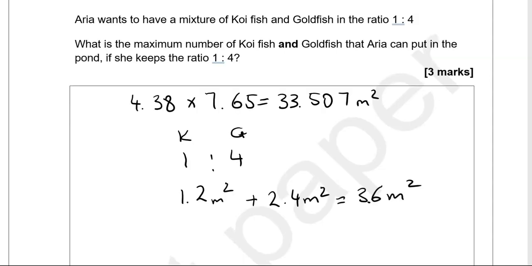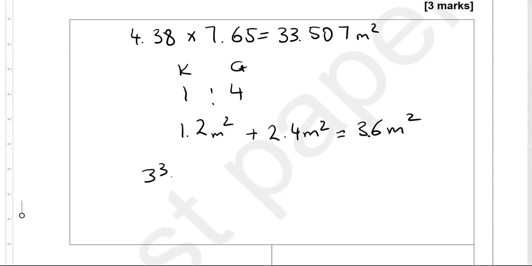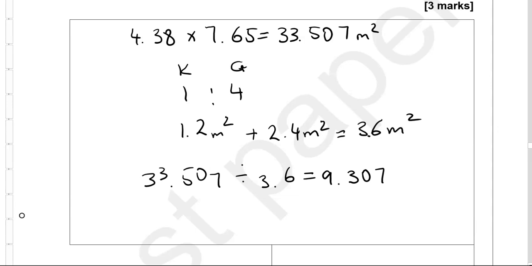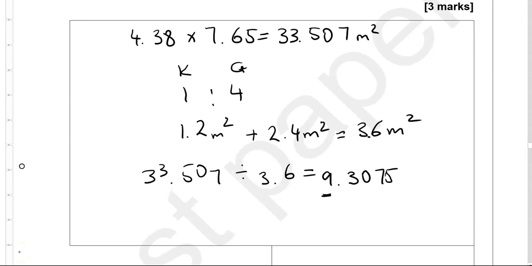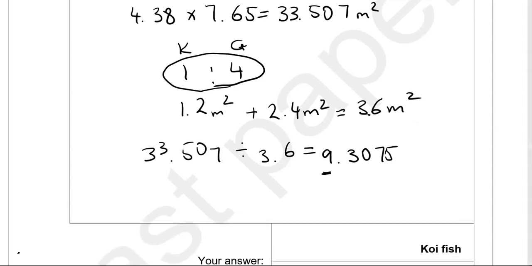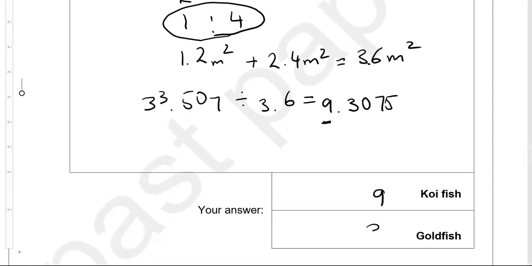So how many 3.6s fit into 33.507? 33.507 divided by 3.6 equals 9.3075. So this shows we're going to need 9 lots of this. So that would be 9 koi fish and 9 times 4 goldfish. So 36 goldfish.